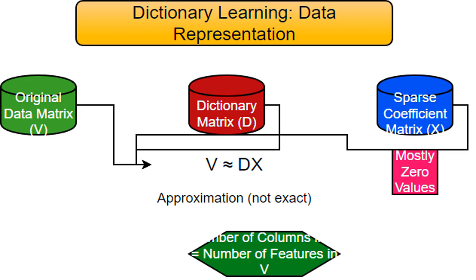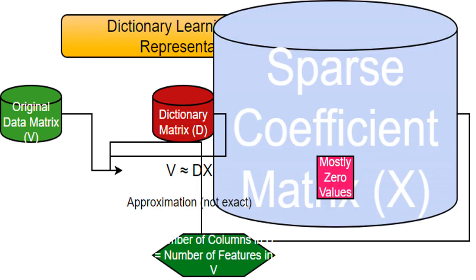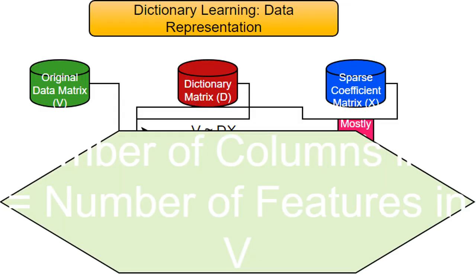Dictionary learning is a technique I use to find the best way to represent data. I break down the data into simpler parts, the dictionary, and coefficients that tell me how much of each part I need. This is the core equation. V approximately equals D times X. I use it to reconstruct the original data, V, by combining dictionary elements, D, weighted by the coefficients, X. Because of the constraints, we usually only get an approximation, not a perfect reconstruction. This is simply stating that the number of columns in the dictionary matrix, D, is the same as the number of individual characteristics or features in the original data.